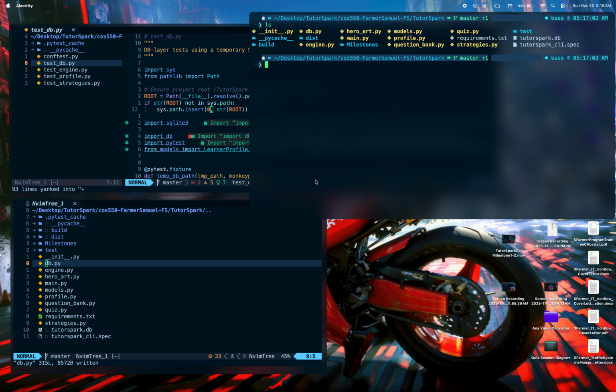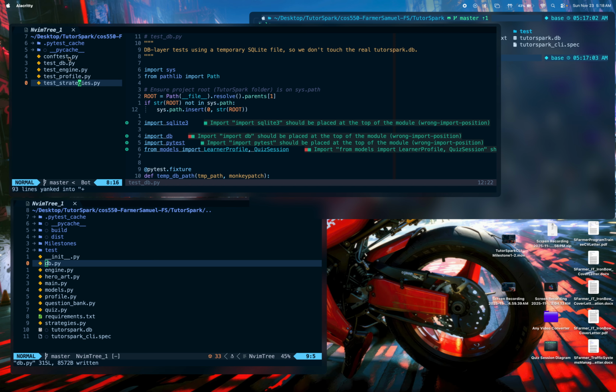I'm using PyTest as my testing framework. Here is our testing folder with our conftest.py configurations. Our test_db.py tests the SQLite persistence layer. Our test_engine.py tests the small pure functions in the quiz engine. Our test_profile.py tests the profile creation and persistence. And our test_strategy.py tests the strategy pattern implementation. In total, there are 10 tests, and they all target real important code paths in TutorSparkCLI.